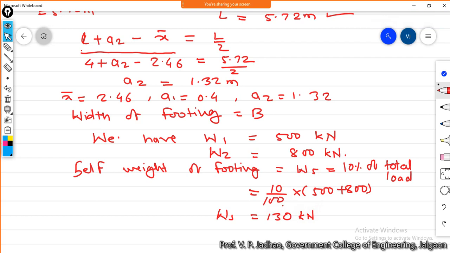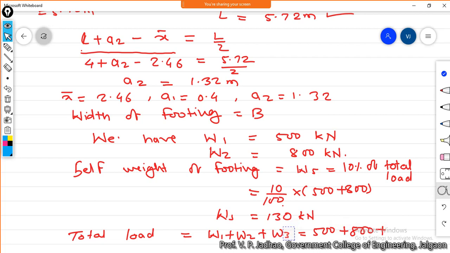This is equal to 130 kilonewton, and therefore total load will be equal to W1 plus W2 plus Ws. So we have W1 is equal to 500 kilonewton, W2 is 800 kilonewton, and this is not W3, this is Ws. That is self weight of our footing.